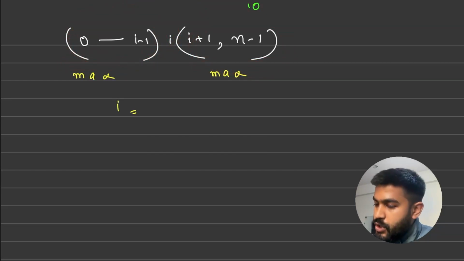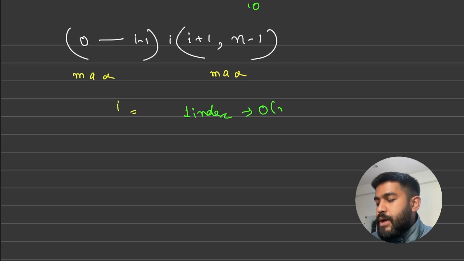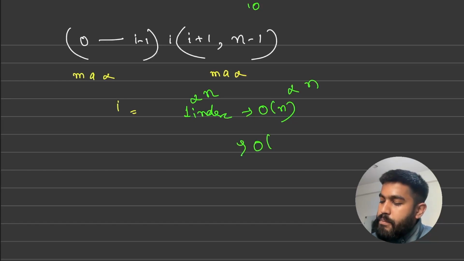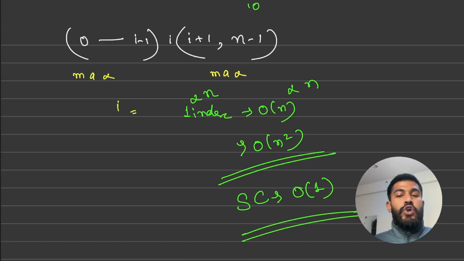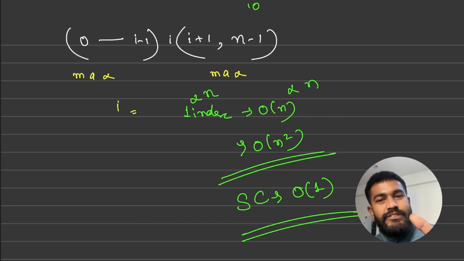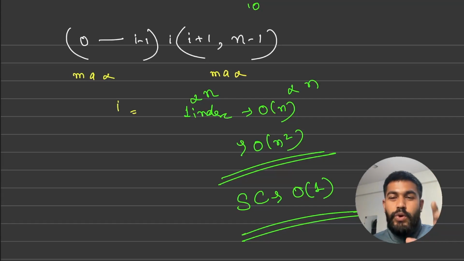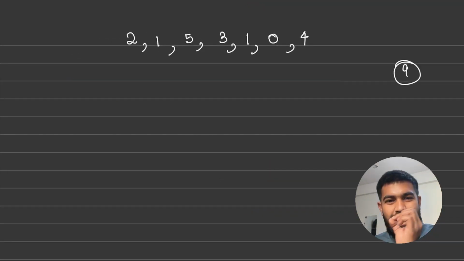So I can say that for calculation of one i, I am doing big O of n operations. So for calculation of n i's, I would be doing big O of n square operations, and the space complexity would be constant because we are not using any auxiliary space over here. Everything we are using is just variables, and variables don't contribute to big O space complexity. That makes sense? Now let's have a new test case.